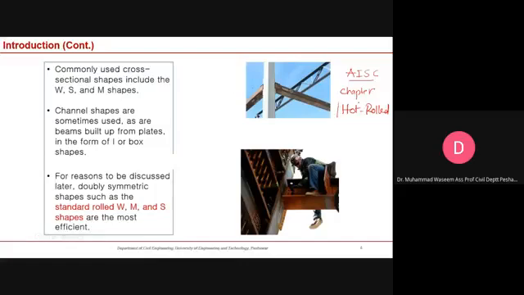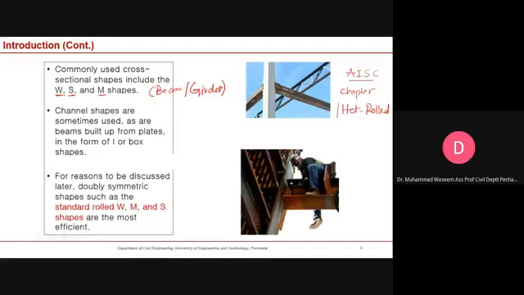Now for beams you can use the hot rolled sections. What are the most commonly used cross sections for a beam? We can use the wide flange section, we can use the standard American beam, and we can use miscellaneous cross sections. These are some of the hot rolled shapes you can use as a beam or as a girder. The important thing is what is the difference between a wide flange section and an American I section, which we call the S section.